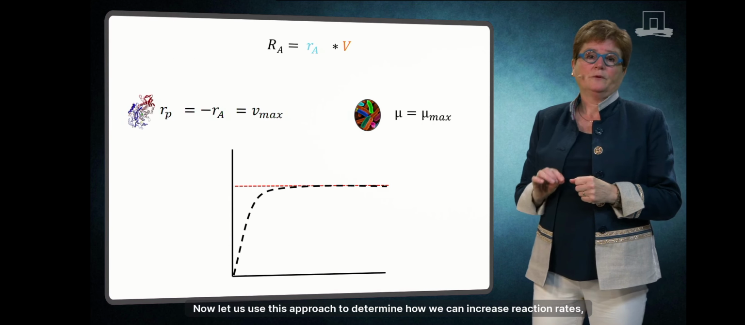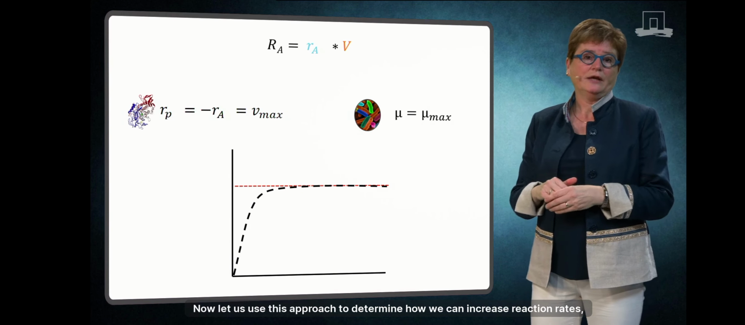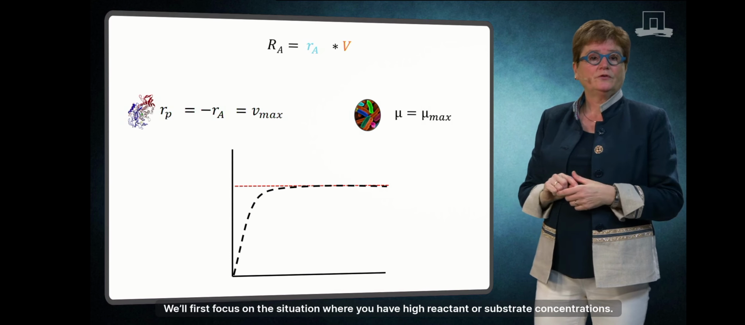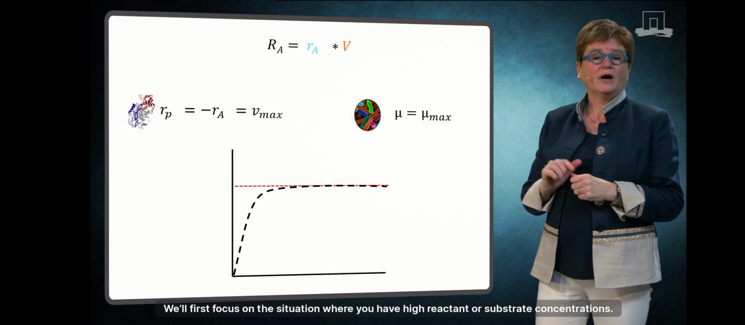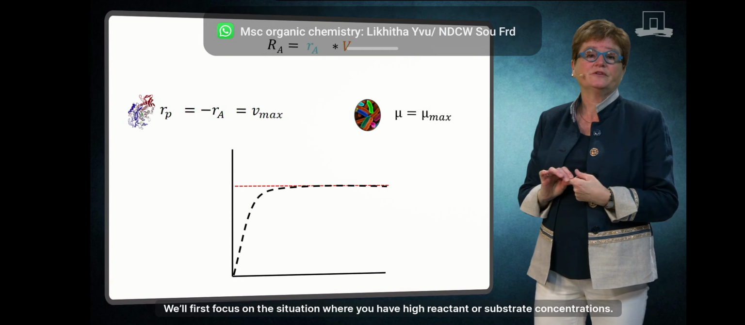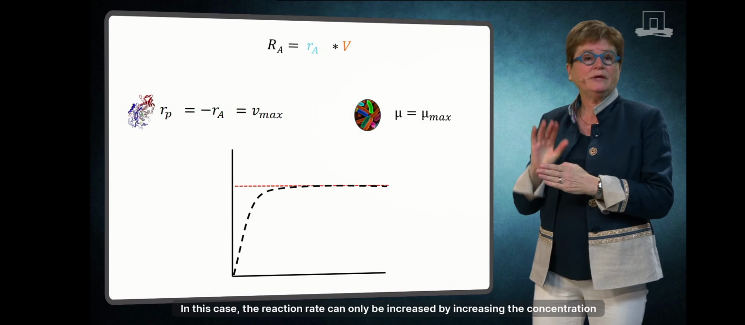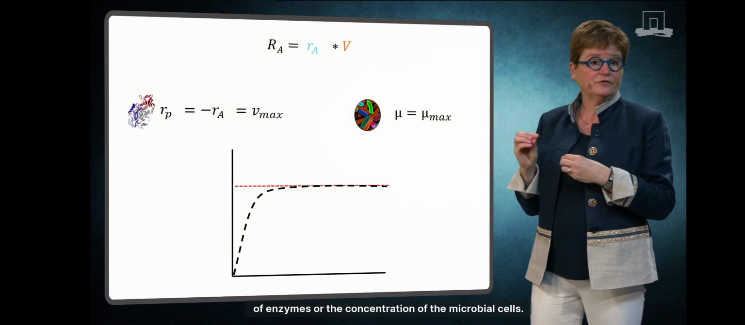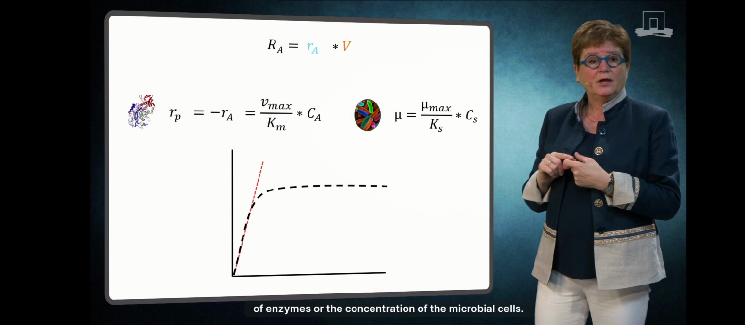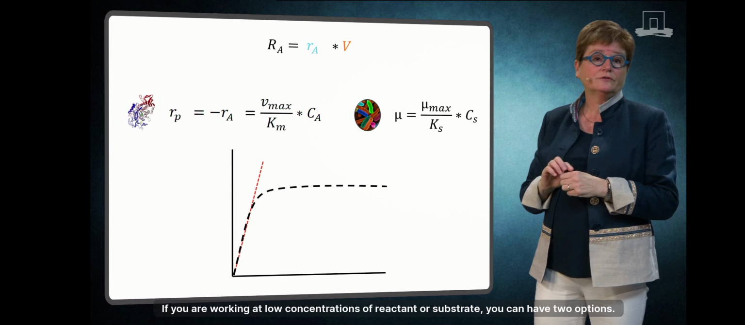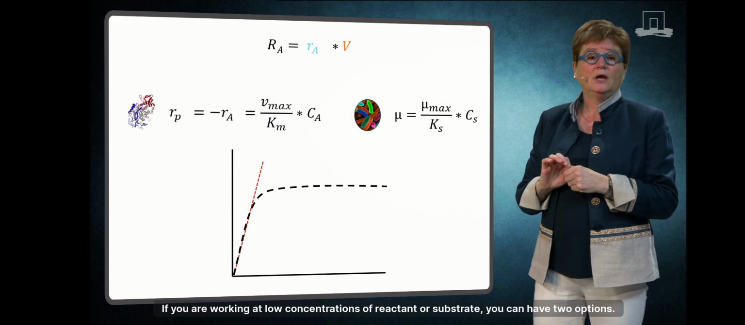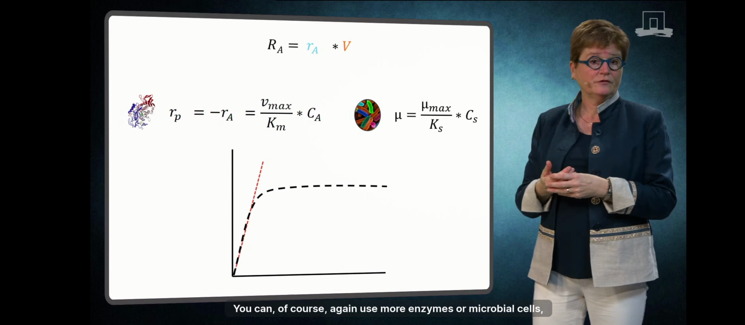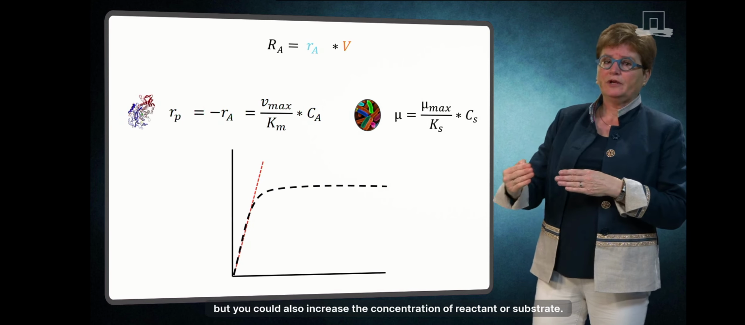Now let us use this approach to determine how we can increase reaction rates and thus decrease the reaction volume. We'll first focus on the situation where you have high reactant or substrate concentrations. In this case, the reaction rate can only be increased by increasing the concentration of enzymes or the concentration of the microbial cells. If you're working at a low concentration of reactant or substrate, you have two options. You can, of course, again use more enzymes or microbial cells, but you could also increase the concentration of reactant or substrate.